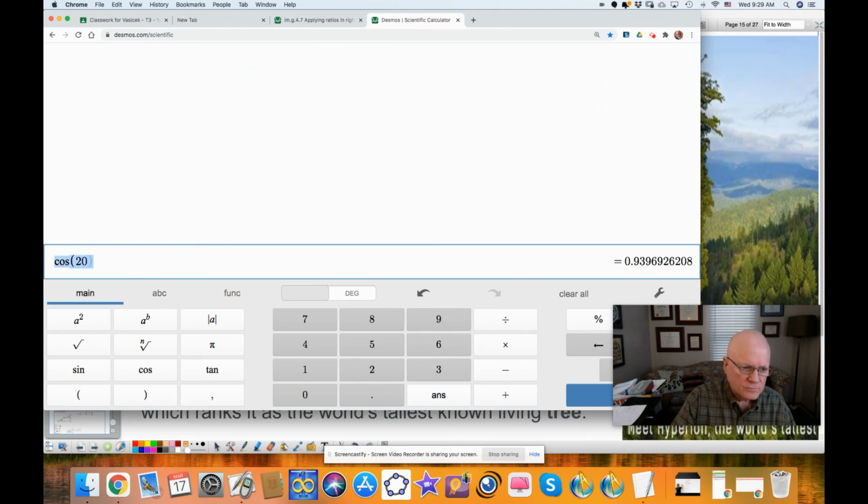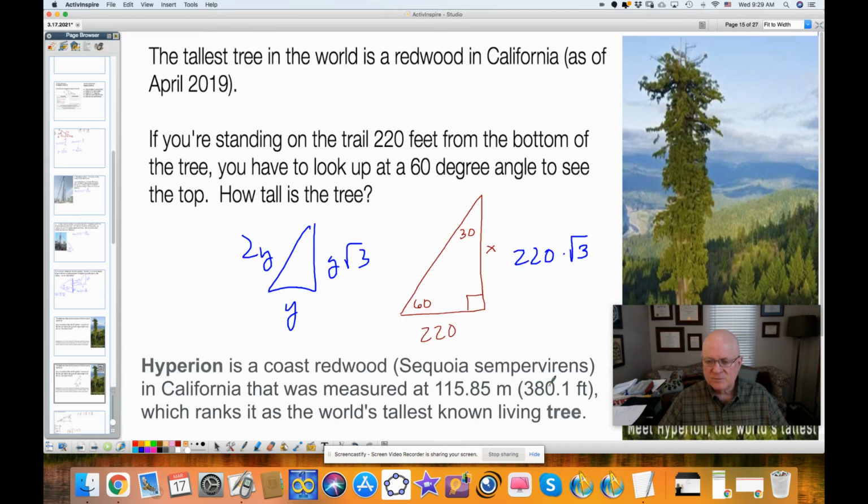220 times square root of 3. 381. Hey, how about that? 381. 380. That's way up there, folks. That's really tall. If you're standing in the wind at the top, that's tall.